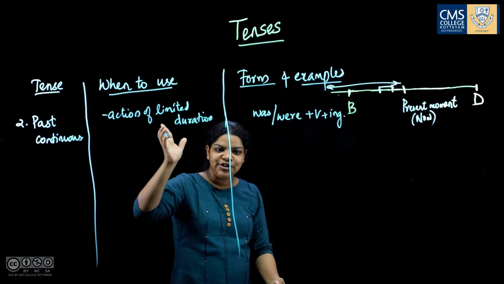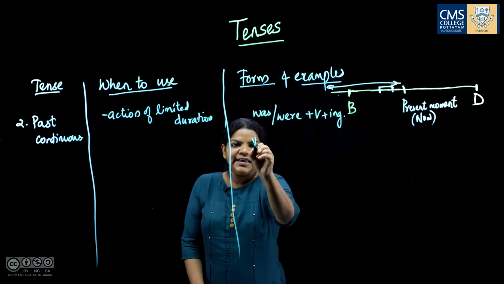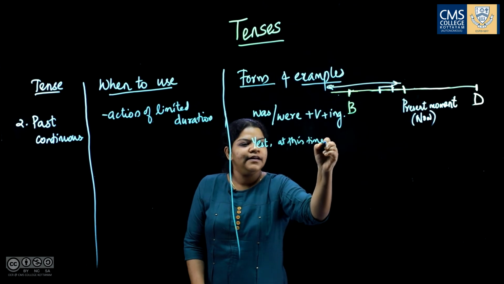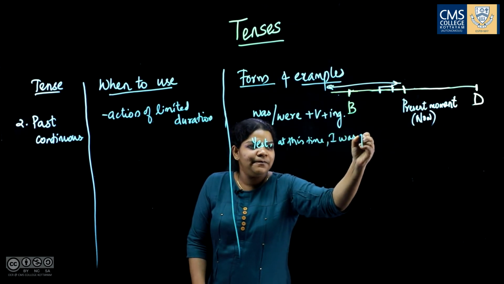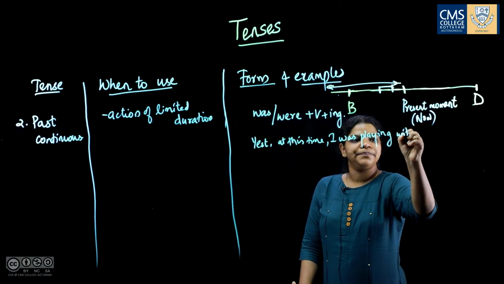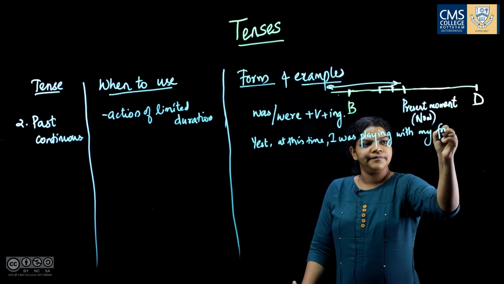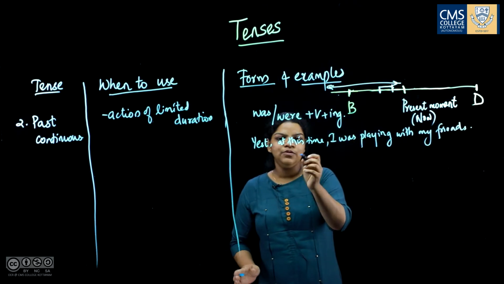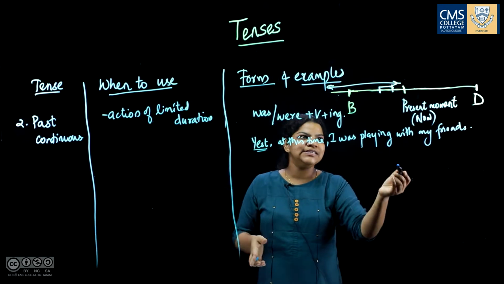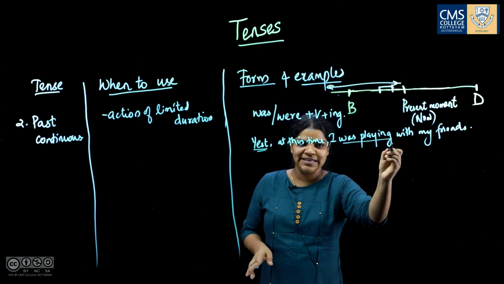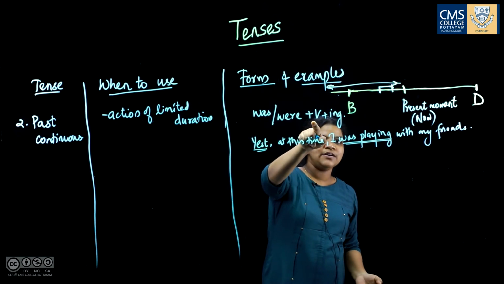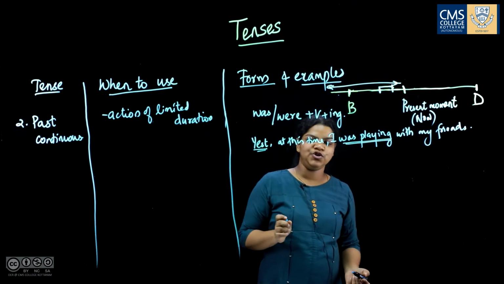So an action of limited duration. Let's look at an example. Yesterday, at this time, I was playing with my friends. So yesterday at this time, there is a specification, yesterday, and it was a continuous action. I was playing with my friends for quite some time. So continuous action is represented by was plus verb play plus ing.